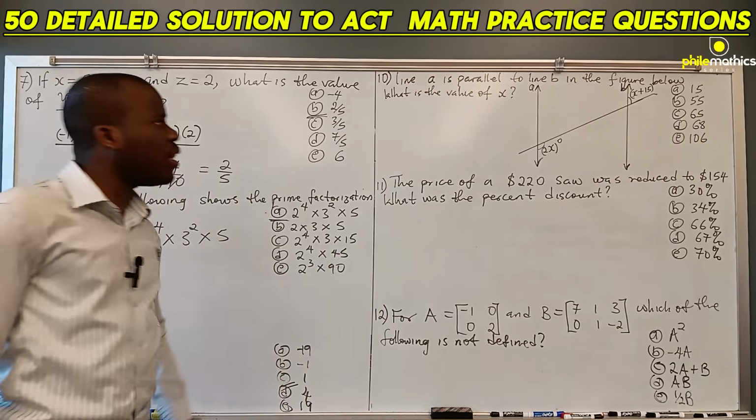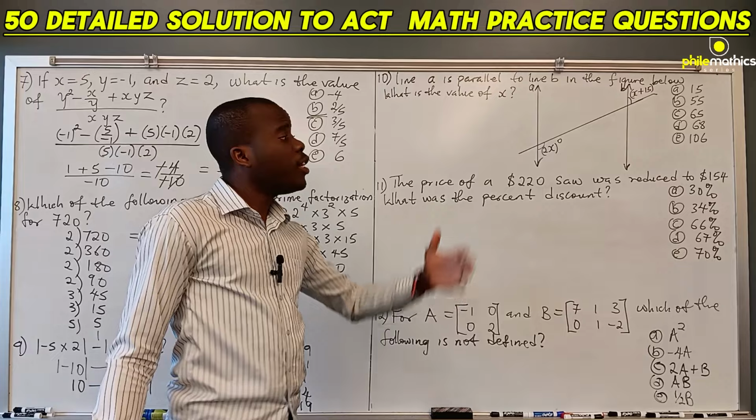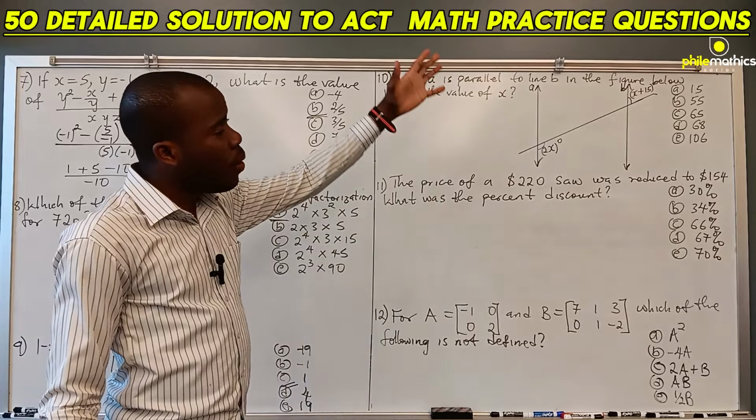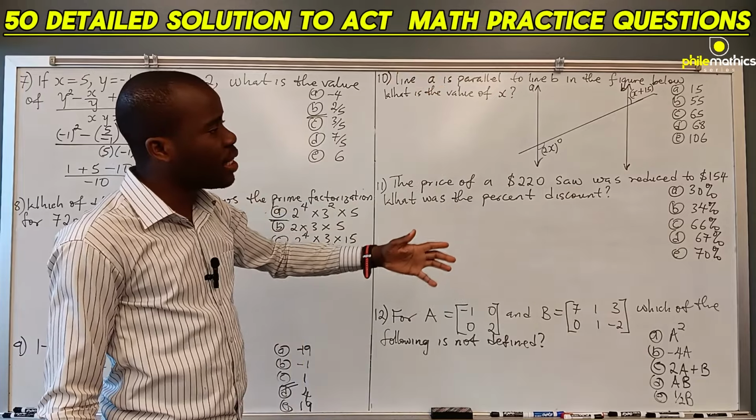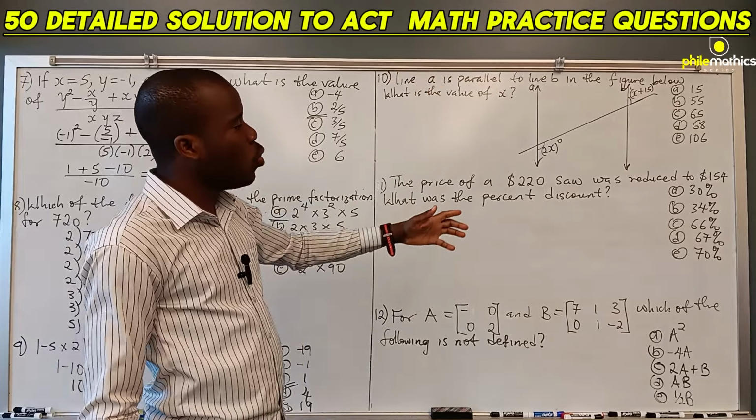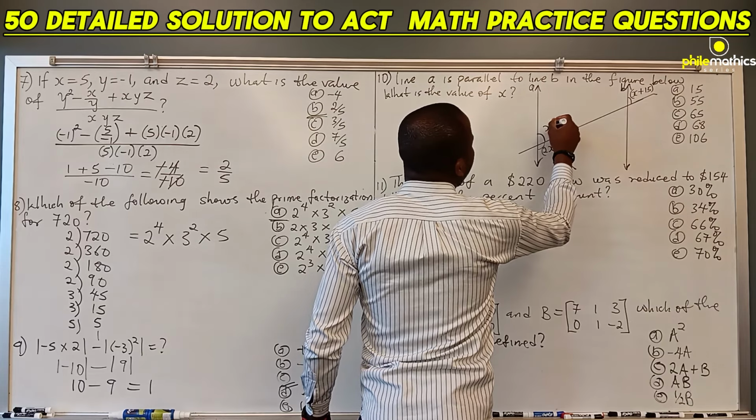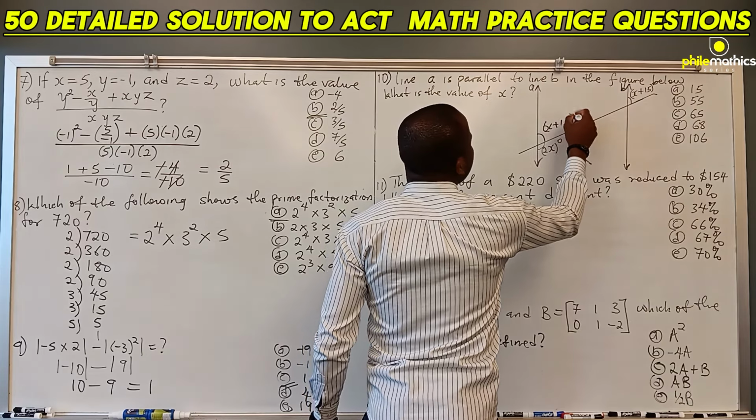Line A is parallel to line B in the figure below. What's the value of x? You remember the relationship that happens when we have two parallel lines and a transversal. So you can easily see that this angle here is equal to this angle here. The reason is called corresponding angles. Corresponding angles are equal. So this is also x plus 15 degrees.